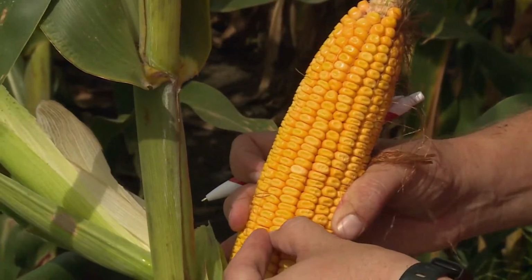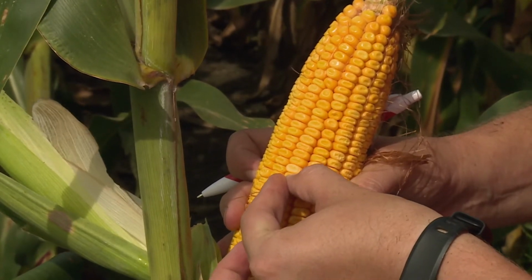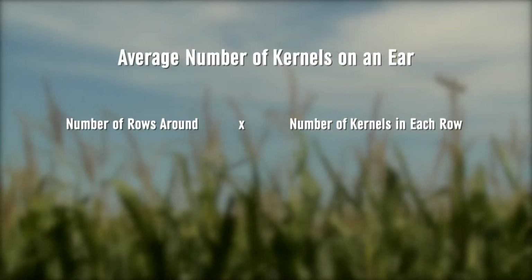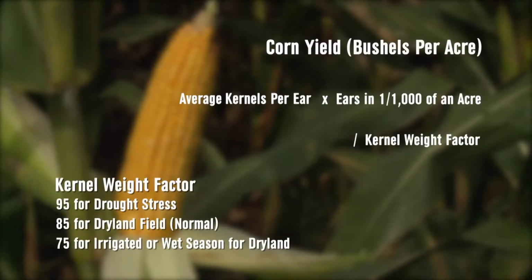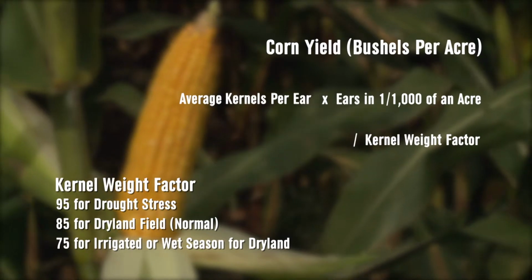And then you grab some of those ears and you're counting how many kernels long, how many rows around. And you can multiply these and you can show the equation on the screen.